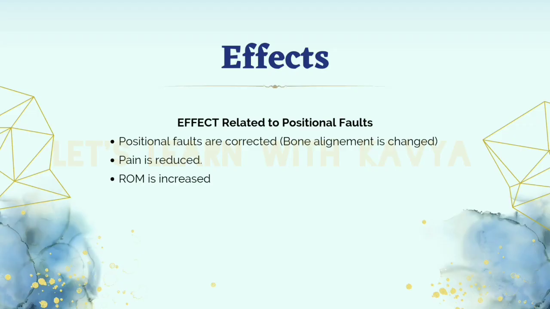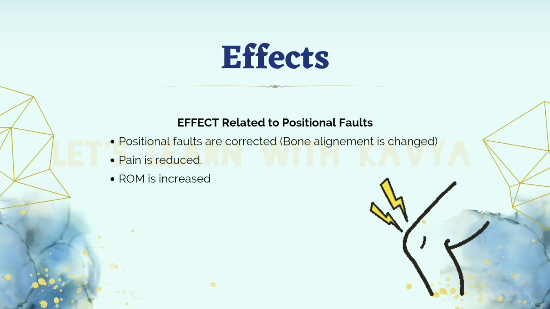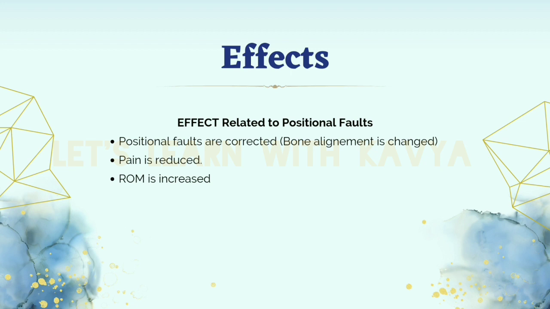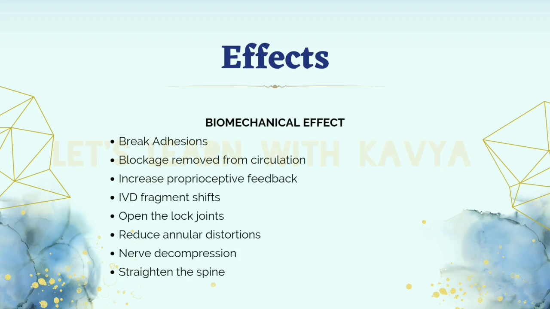Let us look at the effects Mulligan techniques have on the body. Effects related to positional faults: positional faults are first of all corrected. That means bone alignment is changed. Pain is reduced. Range of motion or ROM is increased. Following with biomechanical effects: break adhesions, blockage removed from circulation, increase proprioceptive feedback, intervertebral disc fragment shifts, open the locked joints, reduce annular distortions, nerve decompression, and straighten the spine.